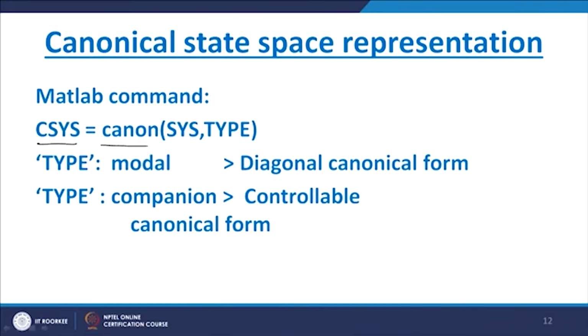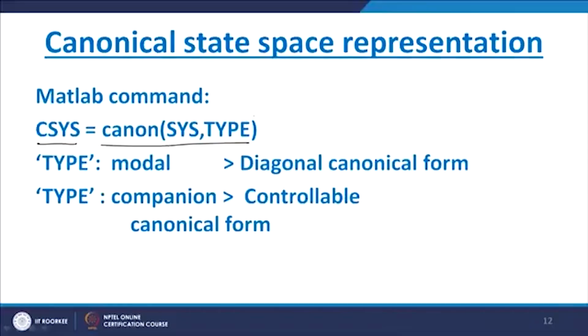Now, about the canonical state space representation. In the earlier part, we have seen different types of transformation, that is controllable canonical form, then controllable observable form, then diagonal form, Jordan form, different types of forms. This type of form can be determined using MATLAB. There is one command available in MATLAB, that is CSYS equals canon(SYS, type), which gives you the information about the diagonal form as well as the canonical form, that is controllable canonical form, which we also call companion form.